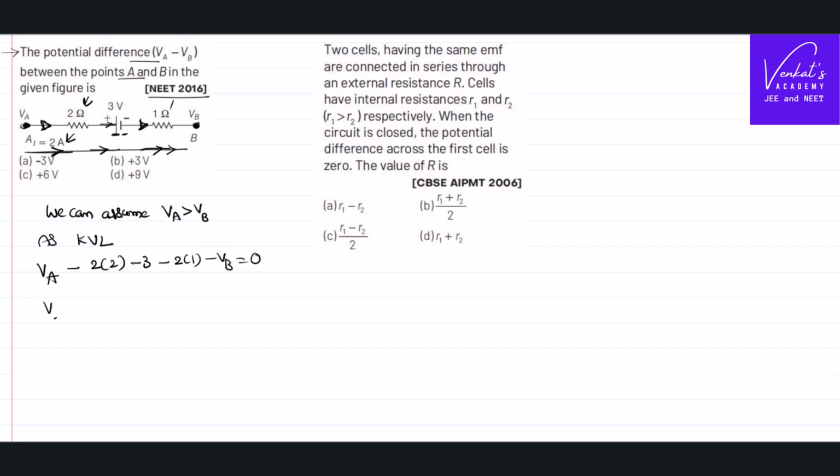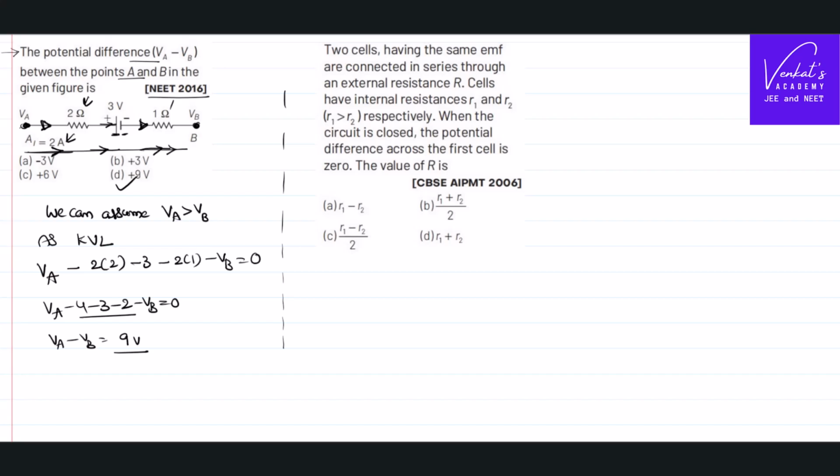So I can write VA minus 4 minus 3 minus 2 minus VB equal to 0. So VA minus VB is, this is minus 9, on the other side it becomes plus 9. So your answer is 9 volts. So it's a simple Kirchhoff's voltage law application.